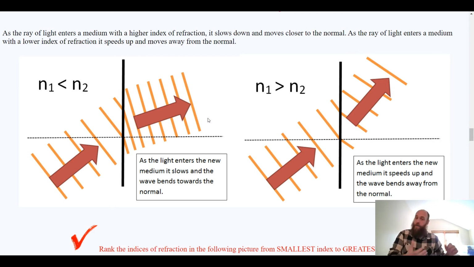Whereas if we go the other way, from a high index of refraction to a lower one, then we're going to bend away from the normal. So the way I always think of it is you bend up, and away from the normal as your speed increases. You speed up, you bend away from the normal.